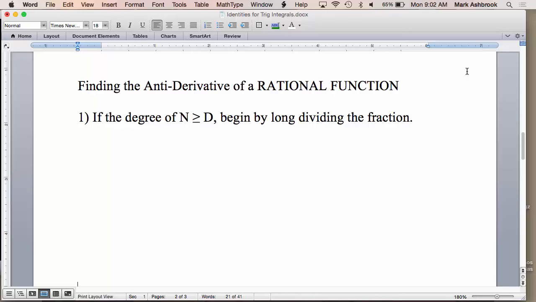The next thing is, these are pretty easy to spot because we're going to talk about finding antiderivatives of a rational function. A rational function is a fraction of two polynomials. So the first thing you look for is if the degree of the numerator is greater than or equal to the degree of the denominator, you're going to begin by long dividing the fraction. And I think one of your web work problems, if you're on the right track, you're going to get this very thing. Okay, so here's an example.